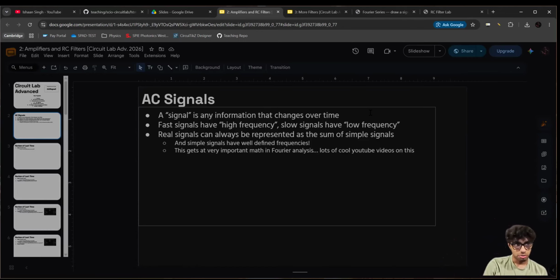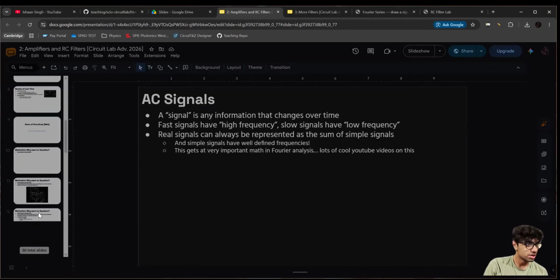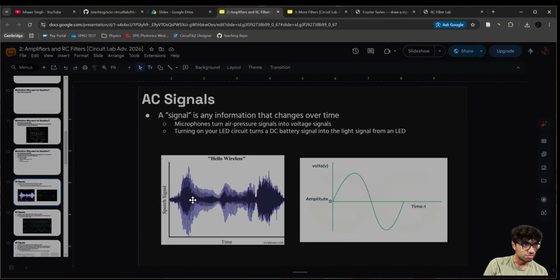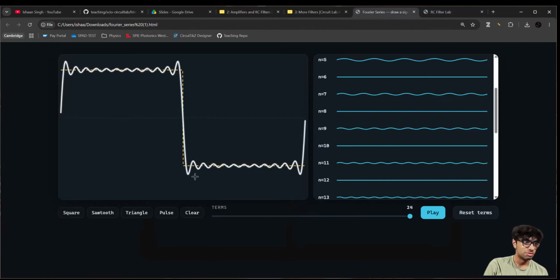And we found that we can represent any signal as a sum of only simple signals, of signals that have a well-defined frequency. So while some signals might look really complex, like this signal on the left here, we can decompose that signal on the left to look like the sum of simple signals like what we have on the right. And this is just a demo of that.